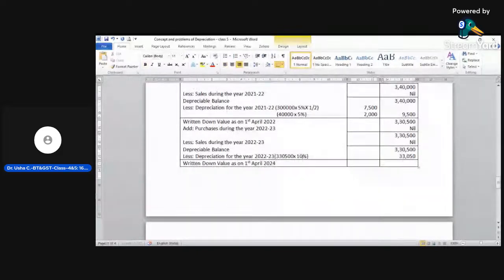5%, correct? 3,30,500 into 5%, that is 16,525. So WDV as on 1st April 2024 is 3,30,500 minus 16,525, which is 3,13,975. This is for block 2.